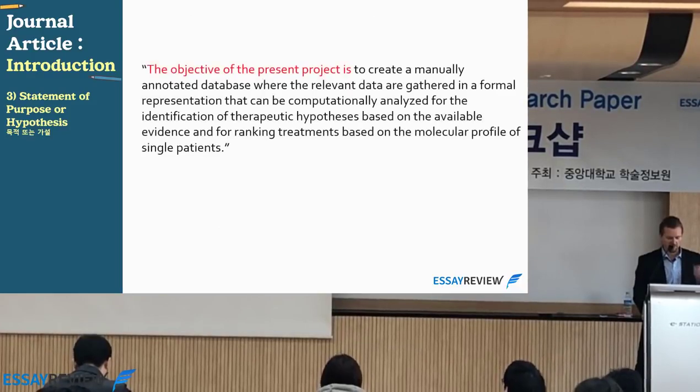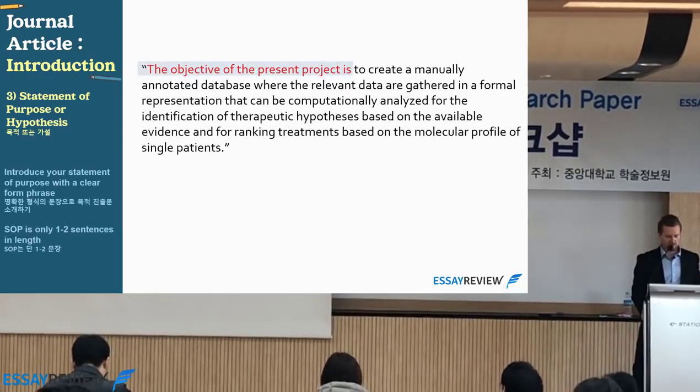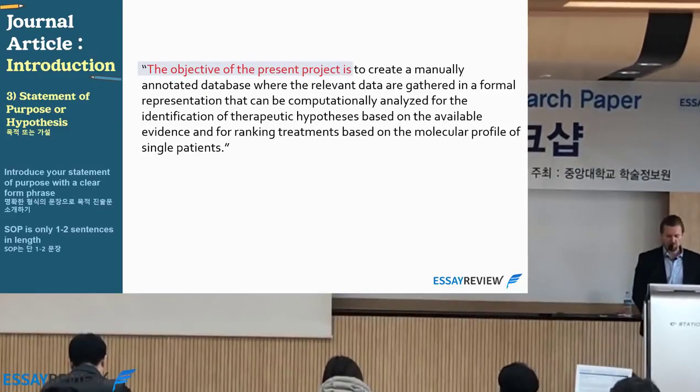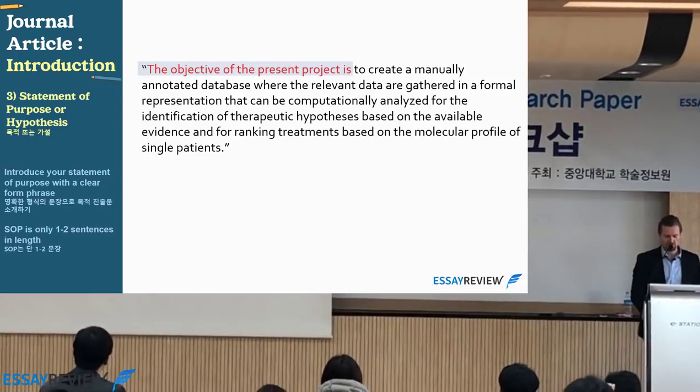Okay, let's see an example then. This is an example of our same essay, the cancer treatment. The objective of the present project is, right, it's very clear where this author's hypothesis is. The objective of the present project is to create a manually annotated database. It's one sentence, but it can be quite long. But you want to put all of the things you're doing in that short sentence, 1 or 2 sentences.